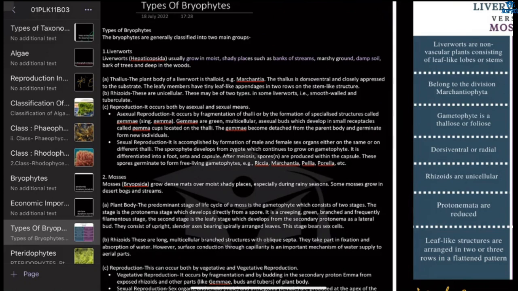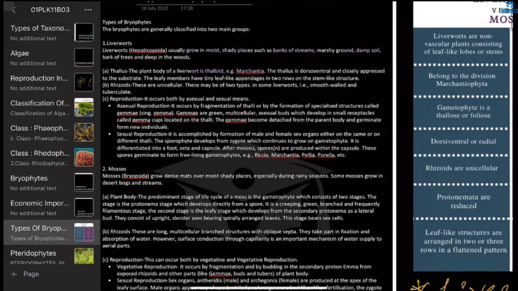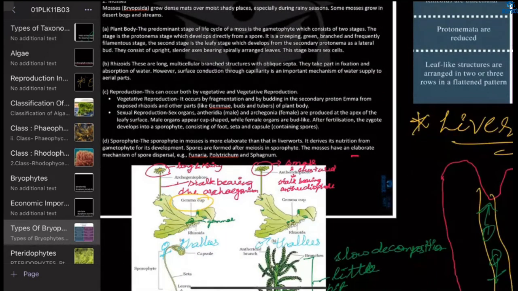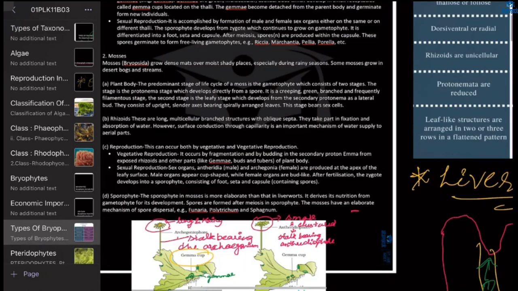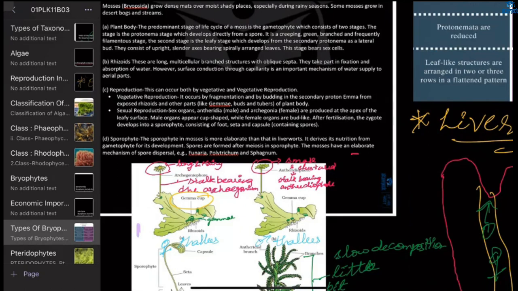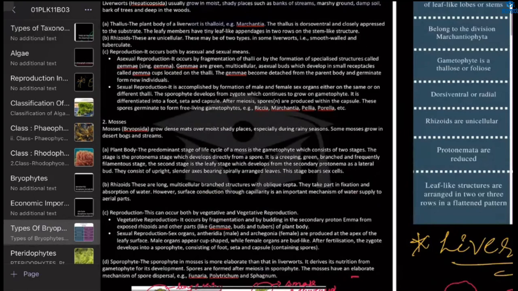Their thallus is what? The plant body of liverwort is thalloid, for example Marchantia. See, their body is a thalloid-like structure. Now, the thallus is dorsiventral and closely appressed to the substrate. Dorsiventral means dorsal view भी है. This one is dorsal and this one is ventral. So, dorsal view भी है and ventral view भी है. Both the dorsal and ventral surfaces are related to and attached to the substratum.